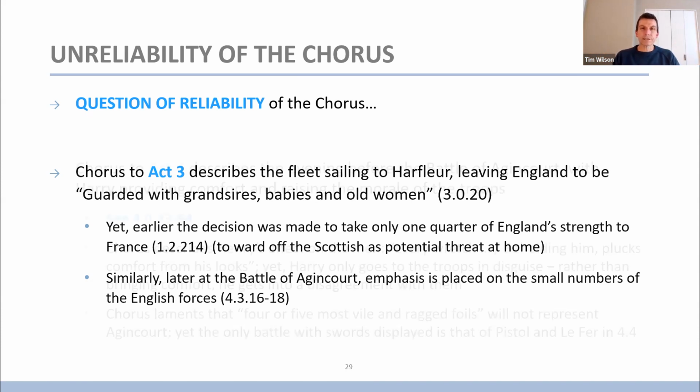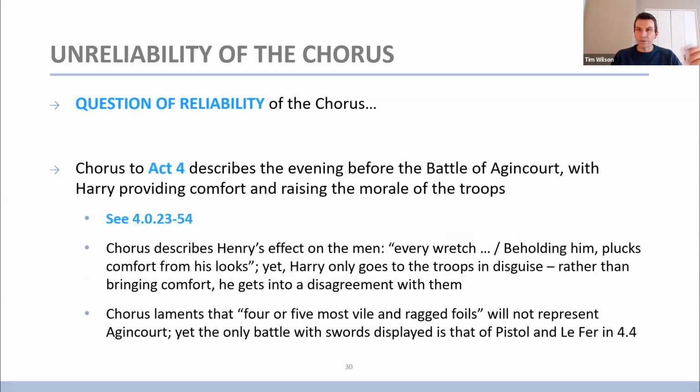So again, the chorus mentioning that all of England has gone. Well, first of all, all of them are so ramped up for the war, and then all of them have sailed over. Both of those points seem to be belied by the actual action. In the chorus to Act 4, and we'll look at this speech as well, we'll look at parts of it.